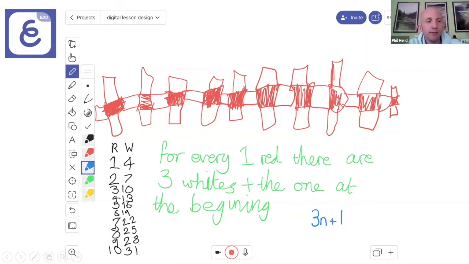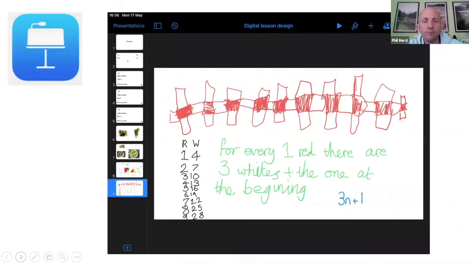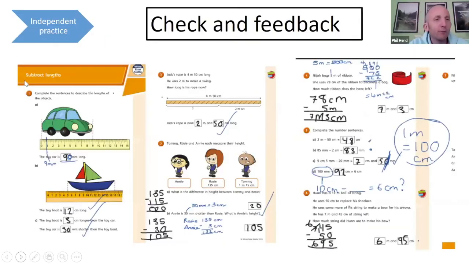I've done the same lesson with Keynote, and again, just a collaborative document, and again, really useful to share with the children. So there's one little bit left.